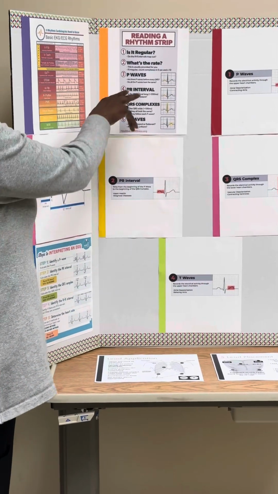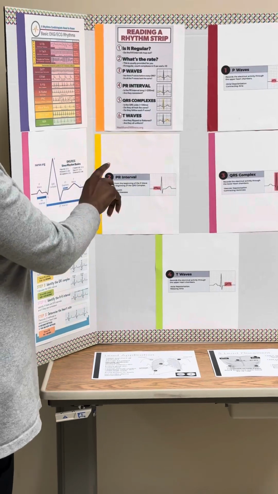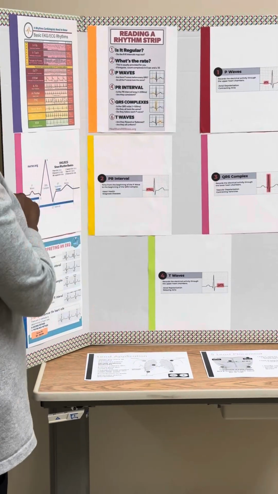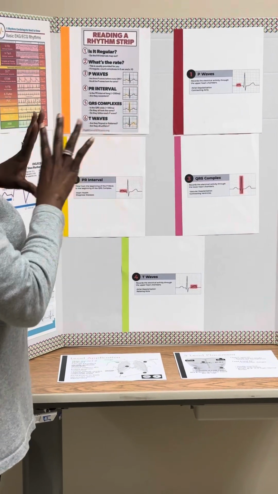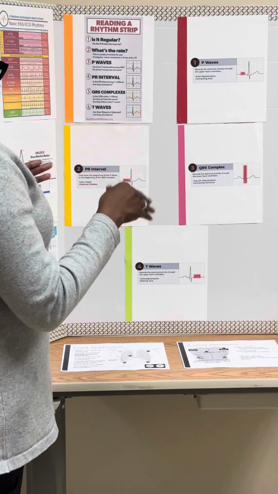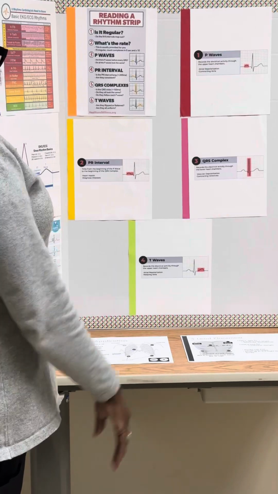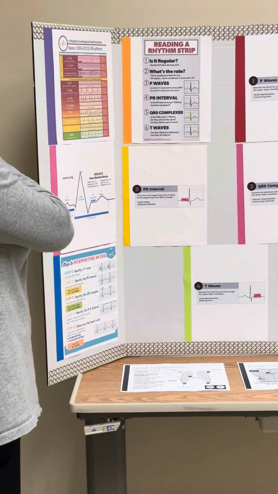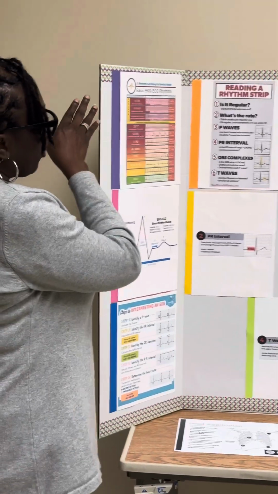P waves present. Look at that PR interval. Is it long? Is it consistent? The QRS complexes, are they wide? Do they look the same? Is there a P wave present? And then those T waves. Are they inverted? Are they flipped or flattened? And are they uniform?